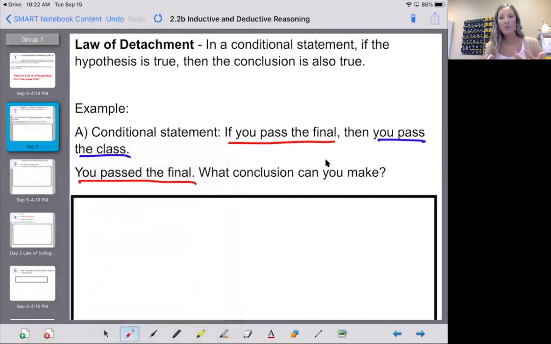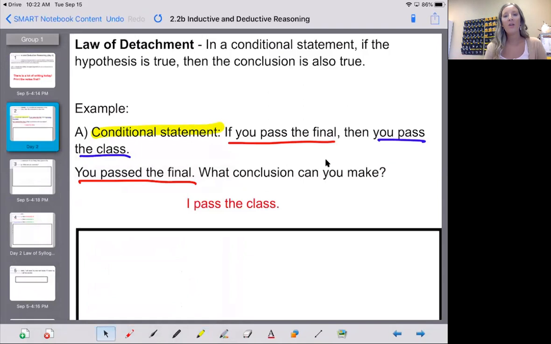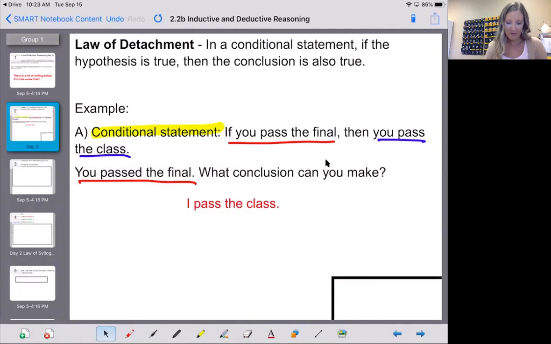And so what conclusion can be made based on this conditional statement up here? If you pass the final, what always happens? And so it says, what conclusion can you make? You can make the conclusion that you have passed the class. So if you pass the final, then you pass the class. You passed the final, and so what happened? You passed the class, okay? So that is the law of detachment.